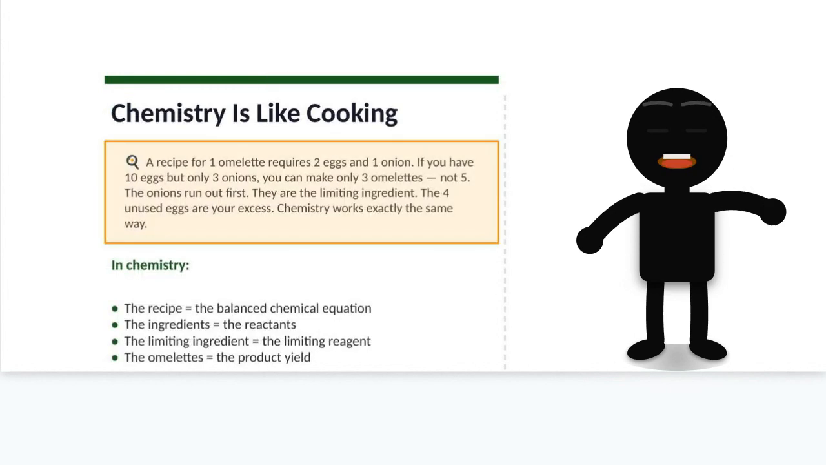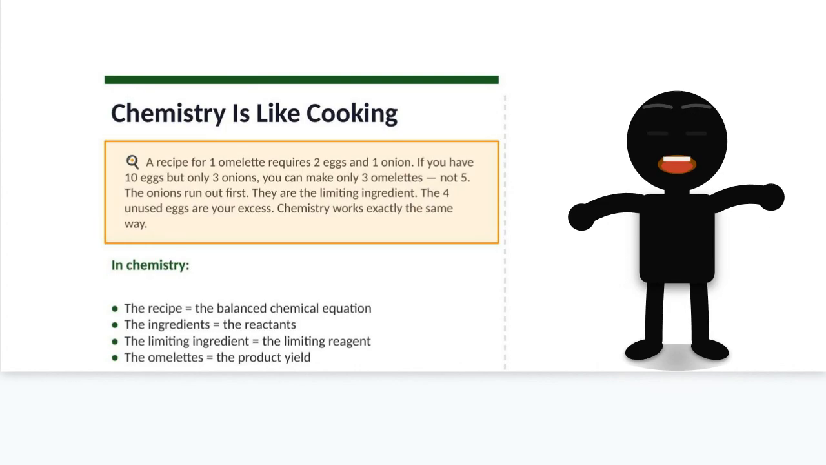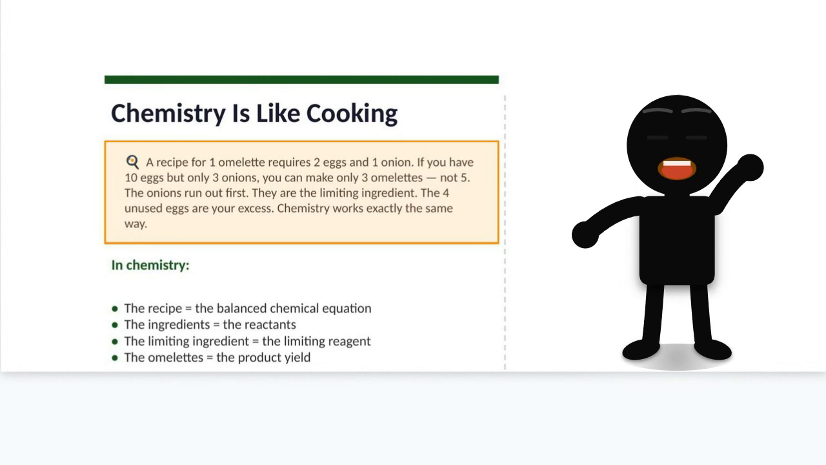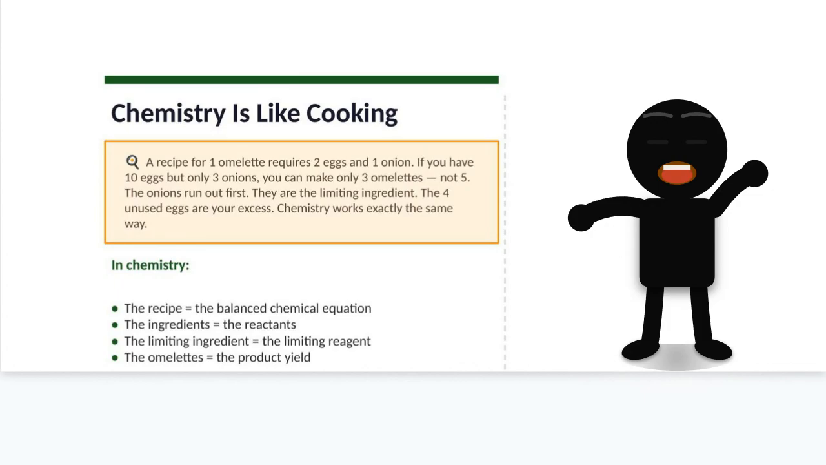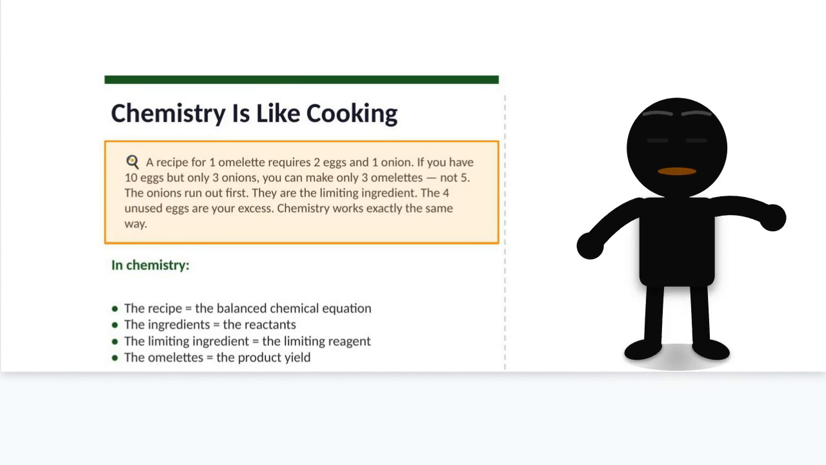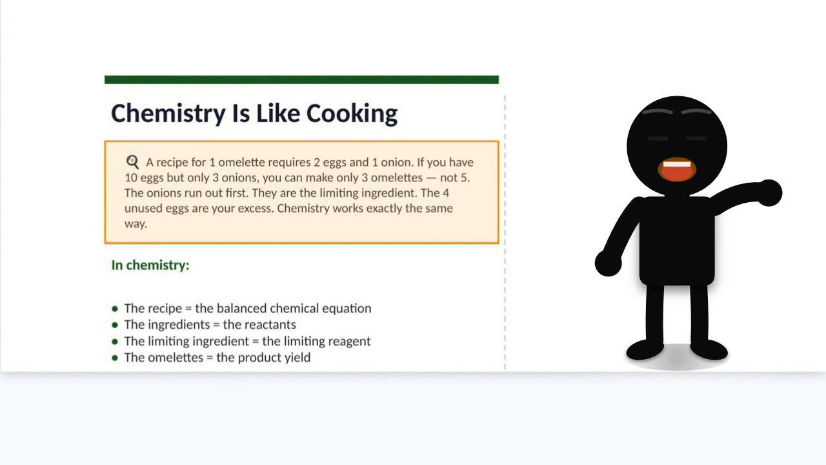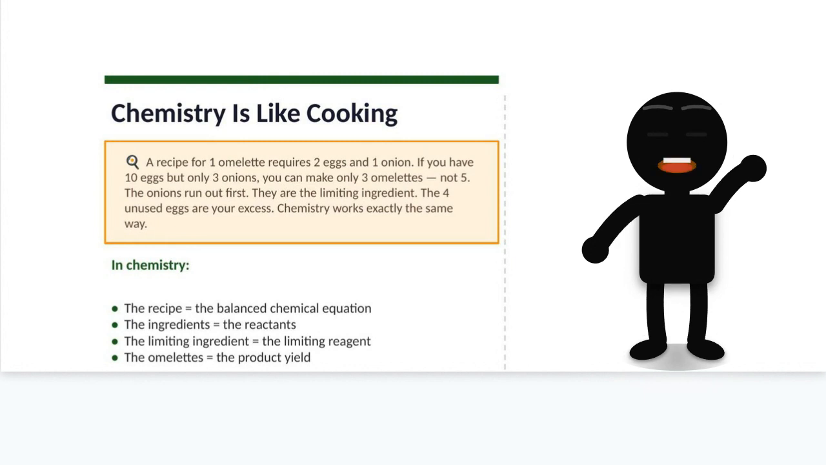Before we get into the maths, let me give you an analogy that makes this whole topic click. Think about cooking. Imagine a recipe for one omelette requires 2 eggs and 1 onion. You have 10 eggs and 3 onions. How many omelettes can you make? You might think 5, because you have 10 eggs. But note you only have 3 onions, and each omelette needs 1 onion. So you can only make 3 omelettes. The onions run out first. The onions are your limiting ingredient. You have 4 leftover eggs, those are your excess.